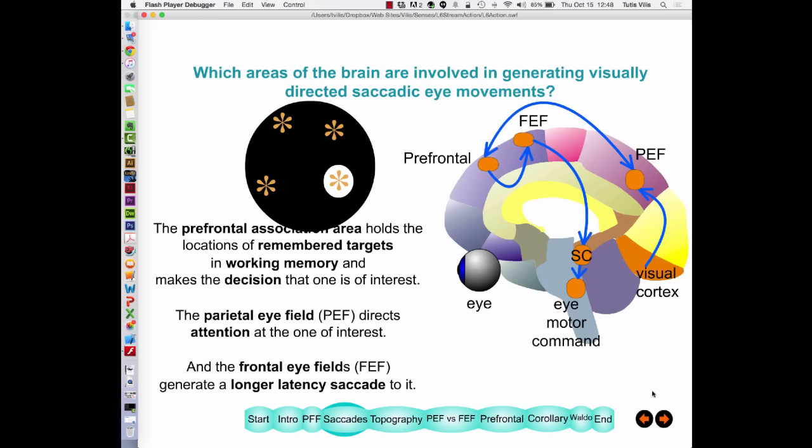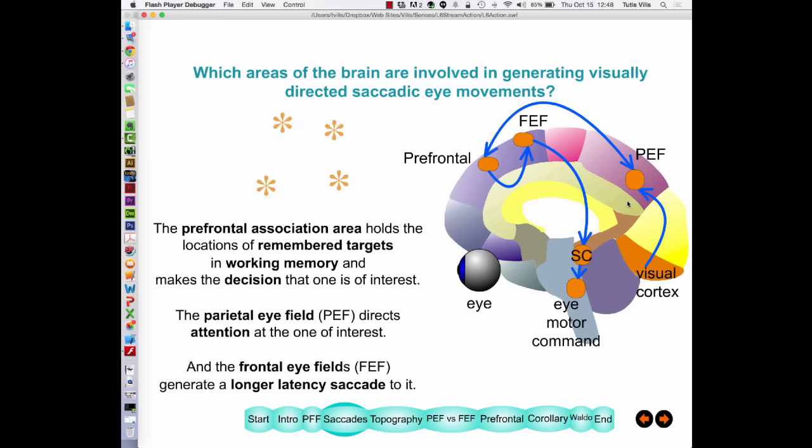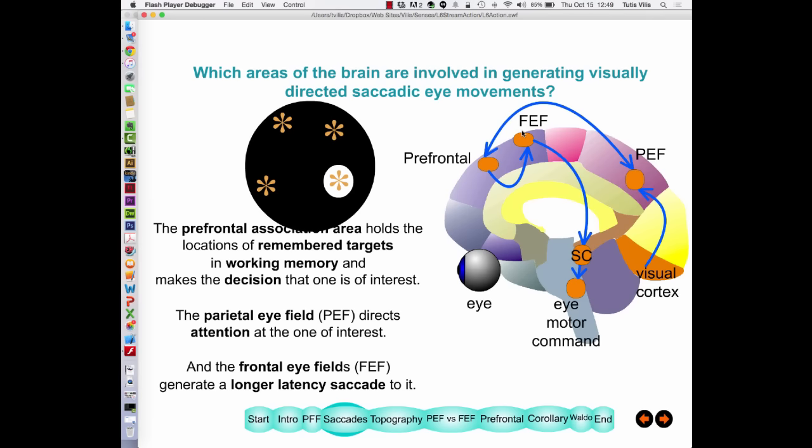Now, in addition, you have another pathway going from your early visual areas to your parietal eye field. That was one of those areas that we talked about just a moment ago. And from there to the prefrontal cortex, a structure that's very similar to the superior colliculus called the frontal eye field, and then down to the superior colliculus, and again the structures that generate eye movement commands.